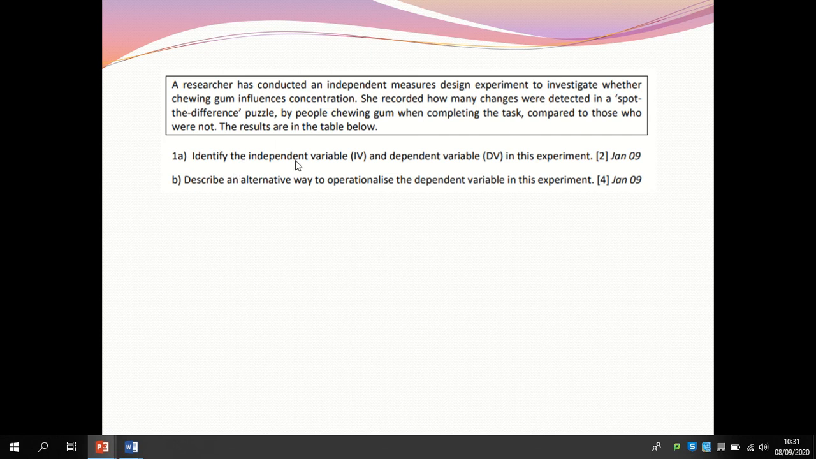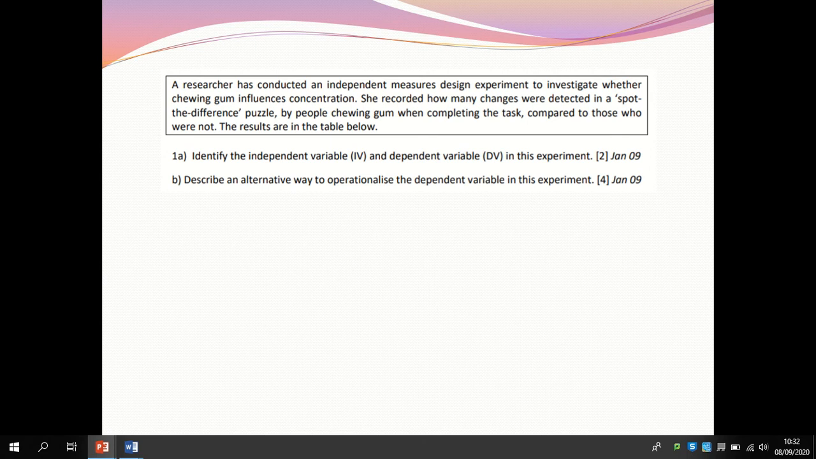So for this question you would put the IV is chewing gum, whether participants chewed gum or didn't chew gum, and the DV or the dependent variable is concentration measured by the amount of changes detected in a spot the difference puzzle. You would need to make sure you are operationalizing your IV and DV when you are telling me what the IV and DV is. So making sure you've defined the groups for the IV and making sure that you've made it measurable when it comes to the DV.